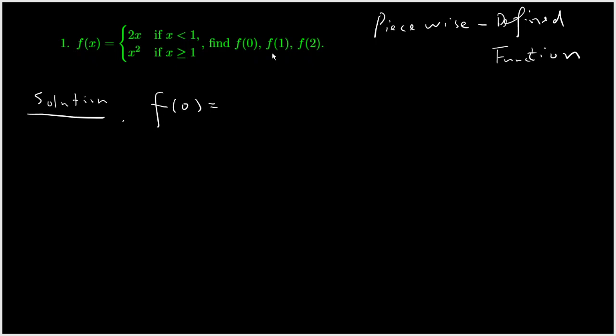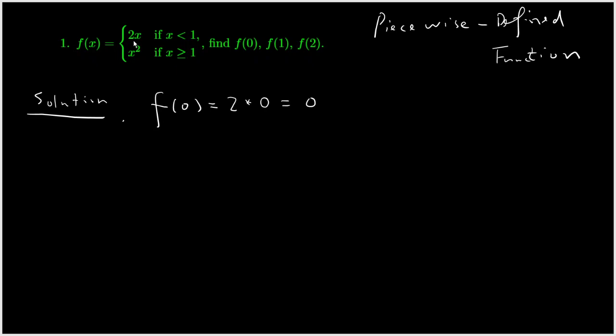0 is less than 1. It's on the top piece, so you use that formula to get the output. The output is computed using 2 times the input, 2 times the input of 0. That's why you have the answer of 0, right?